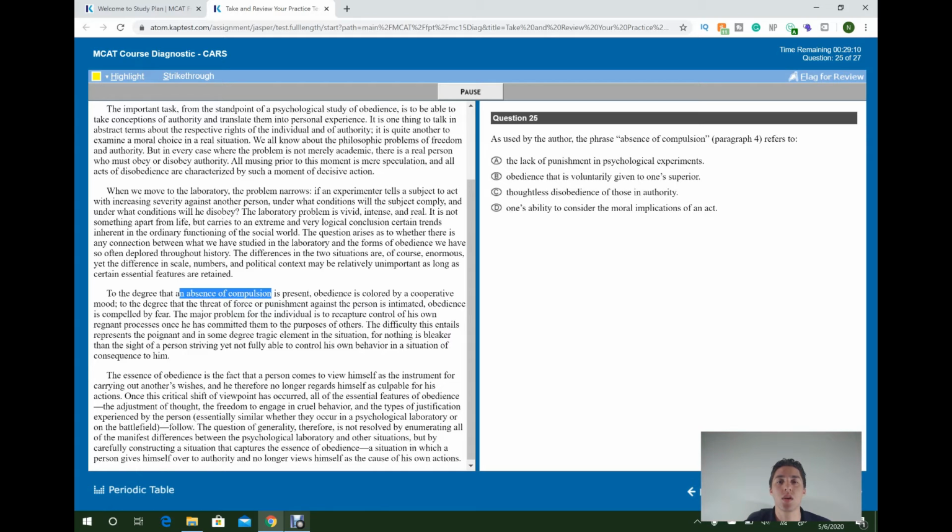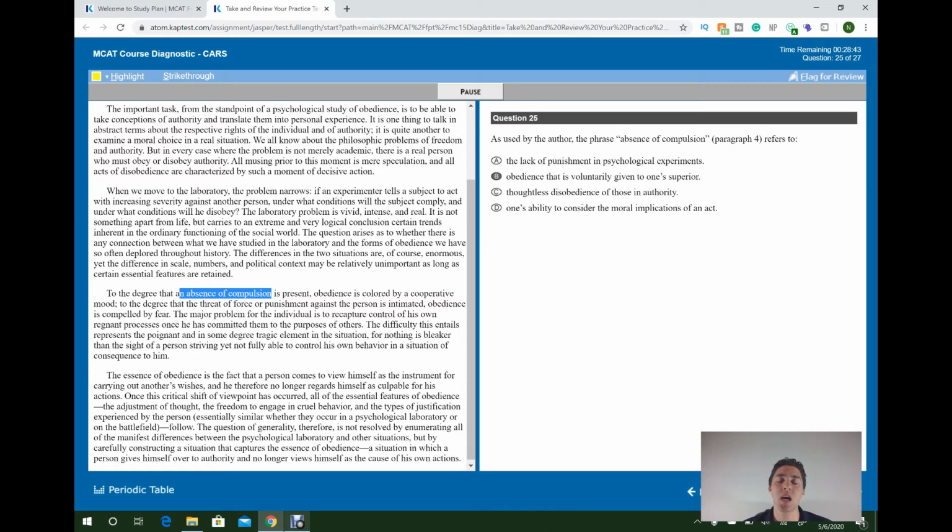is given the order. So if we look at the option choices, the one that best correlates with that is B, obedience that is voluntarily given to one superior. And that comes from that word cooperative. And if you look at the other option choices, you can also eliminate that.